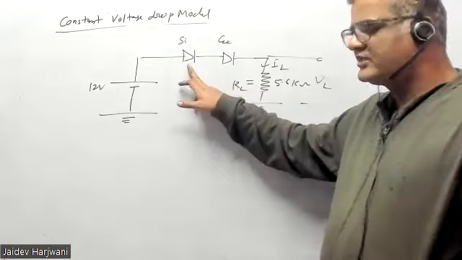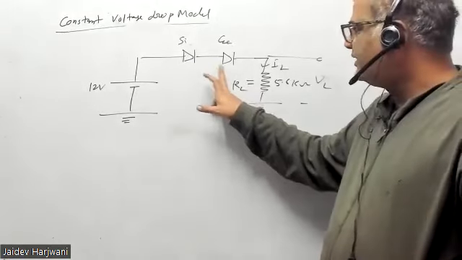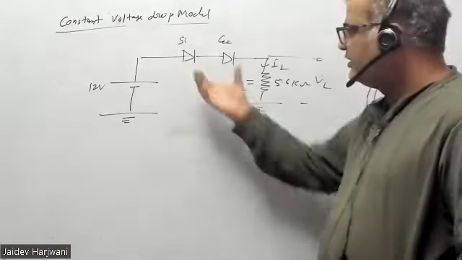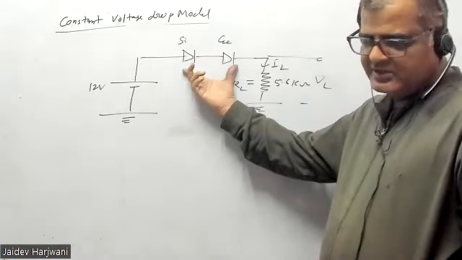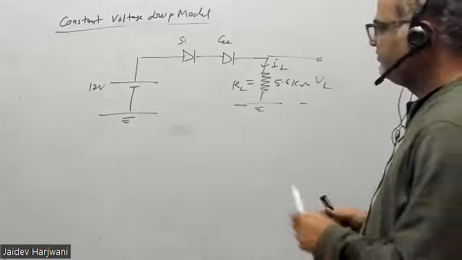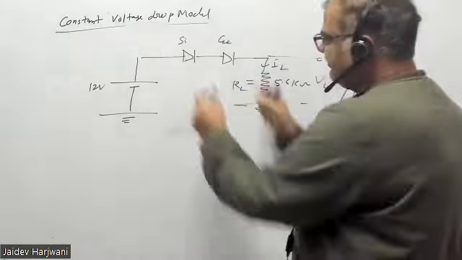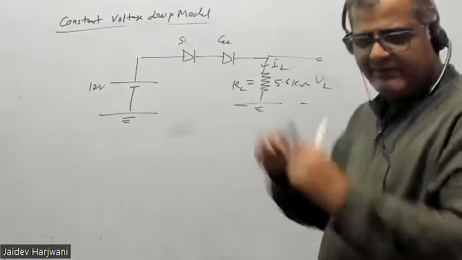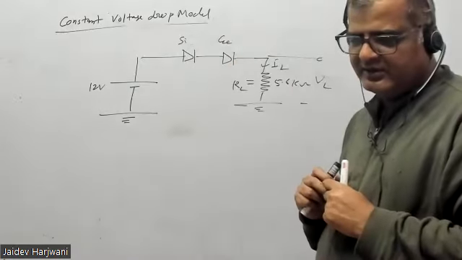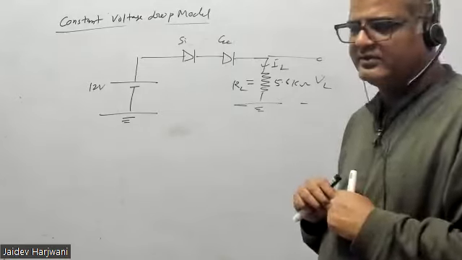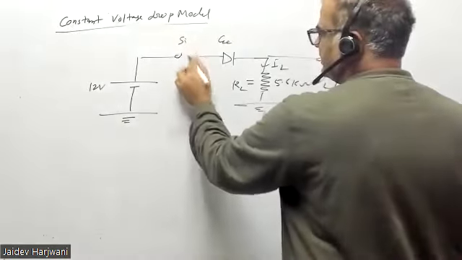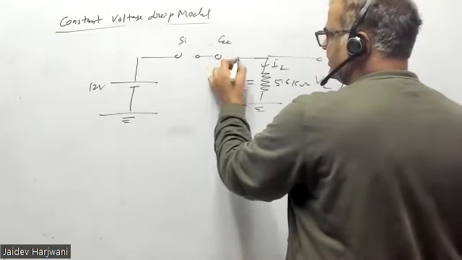So this is silicon. This requires 0.7, and this is germanium, both are in series. This requires how much? 0.3. Total they both require how much? If I make this circuit open and check how much open terminal voltage is coming, and then I put the diode, then whether the diode will conduct or not conduct, that we have to see. So let us make it open.